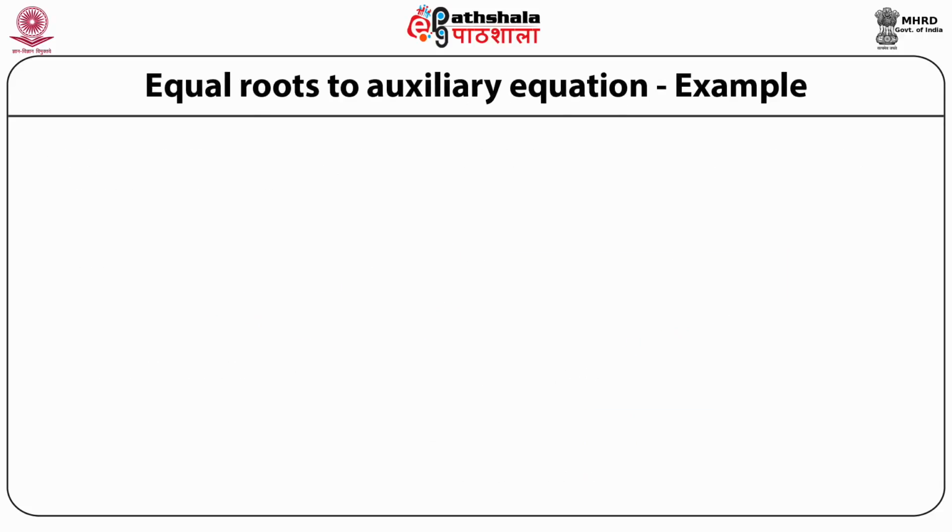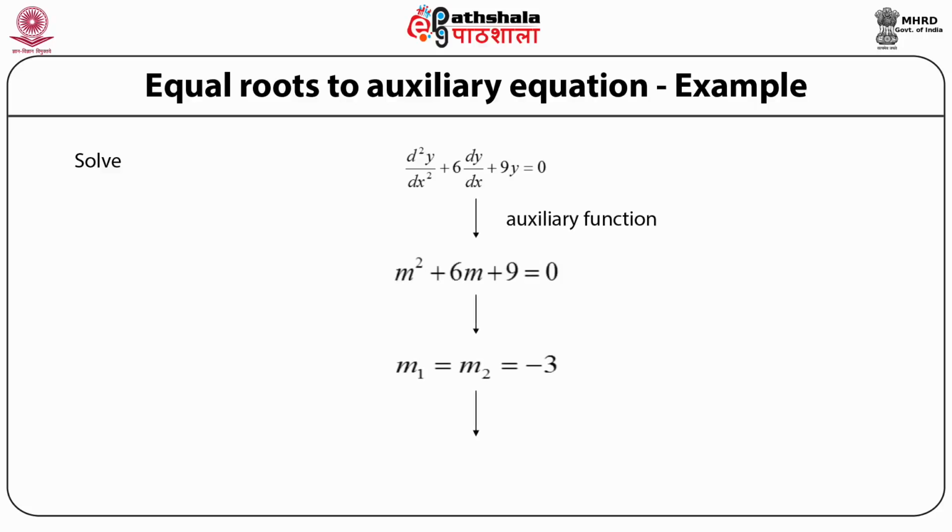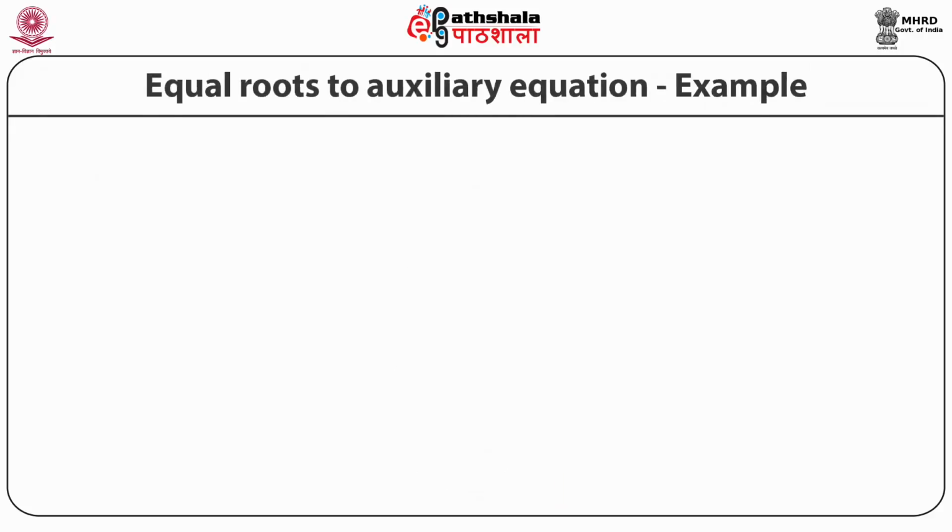We are going to see how equal roots of the auxiliary equation work with an example. Let us assume d squared y by dx squared plus 6 dy by dx plus 9y is equal to 0. If we write it in terms of the auxiliary equation, it is m squared plus 6m plus 9 is equal to 0, which gives both roots equal to minus 3. So the solution has to be written as y is equal to (a plus bx) into e power minus 3x.